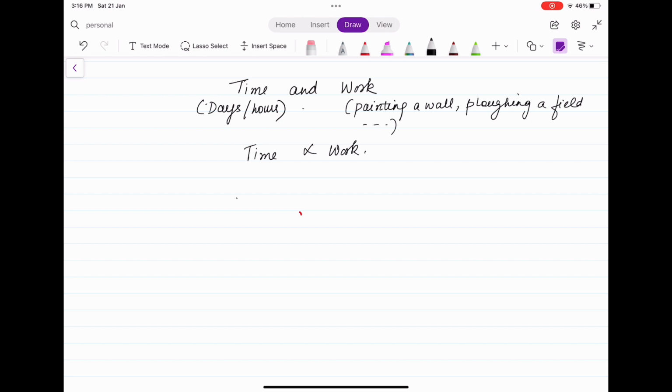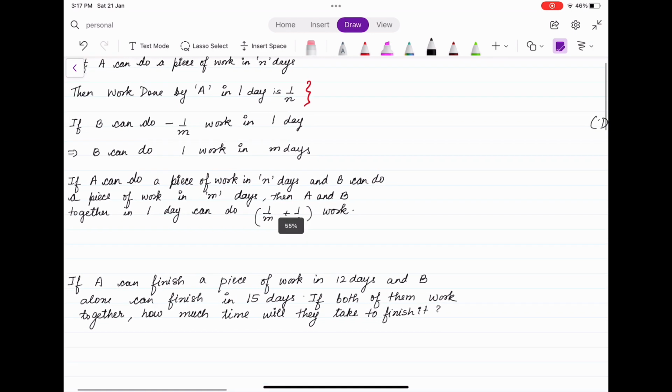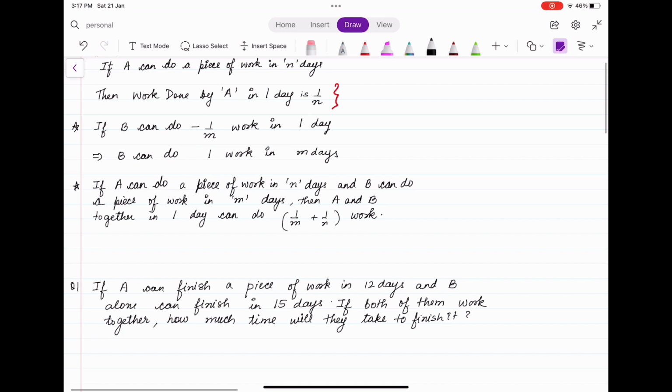So let's understand some generalized concepts that we use when we are doing time and work questions. Now the generalization that we use here is, if a piece of work takes n days, it takes n days to complete a work. It can be plowing a field, or painting a wall, or making a wall. A is taking, work is fixed. Okay, this is the work.